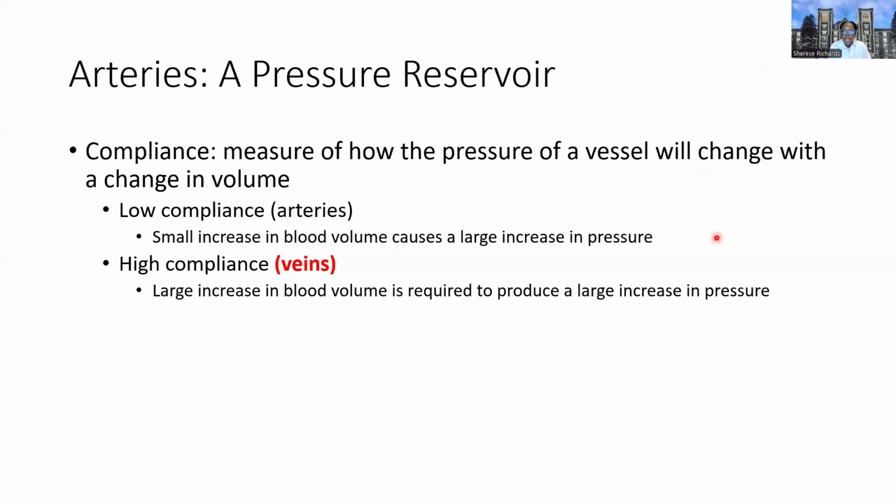So compliance, the measure of how pressure in a vessel wall will change. Just to remind ourselves here, low compliance in arteries means a small change in volume automatically creates a large change in pressure. And then veins on the other end are the opposite. High compliance, a large change in volume is required in order to make a large change in pressure.